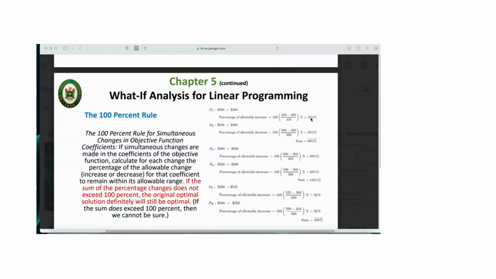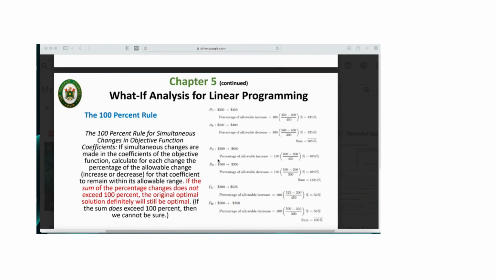Now, the percentage of allowable increase is computed as 33 and 1/3%. And the percentage of allowable decrease is computed as 33 and 1/3%. Then the next step is to sum up these two percentage changes. In this case, we have 66 and 2/3% as the sum of the percentage changes. We will evaluate whether this sum is within 100%. Then we go back to the 100% rule.